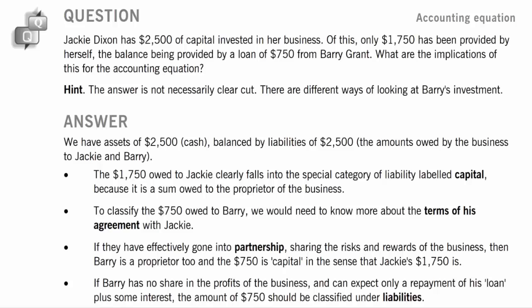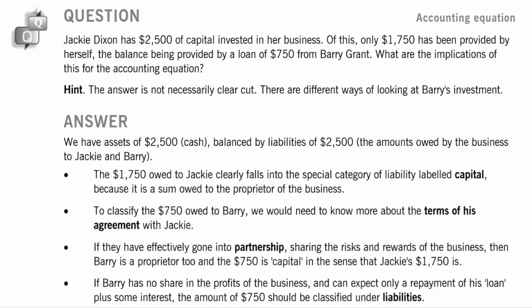If Barry is a partner, assets, $2,500. Capital, $2,500, $1,750 from Jackie plus $750 from Barry. Liabilities, 0. If Barry is a lender, assets, $2,500. Capital, $1,750, Jackie's contribution. Liabilities, $750, Barry's loan.